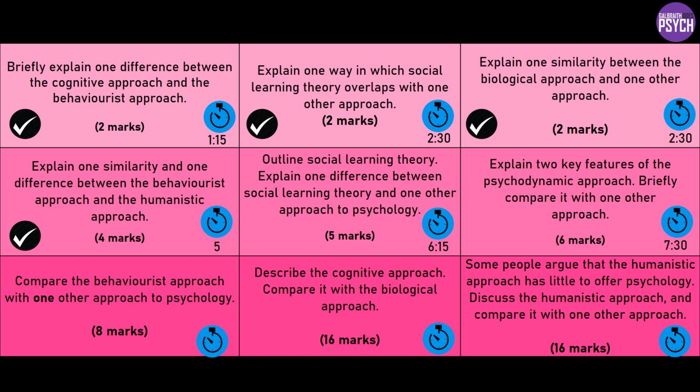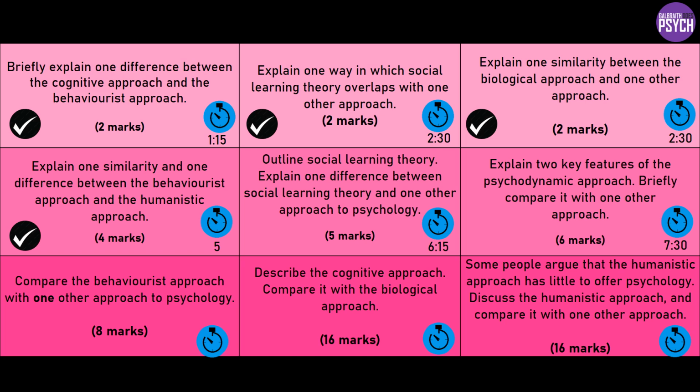But some knowledge of the theory itself and its assumptions. In terms of a difference, what could we do? Social learning theory, and I think we already talked about behaviorism and cognitive as similarities. Let's do something different. Let's do biological.